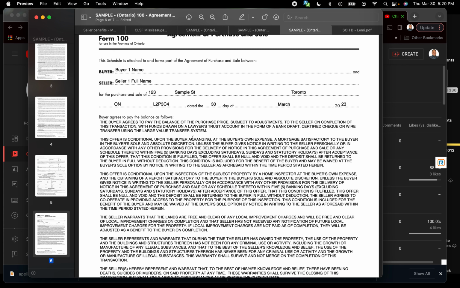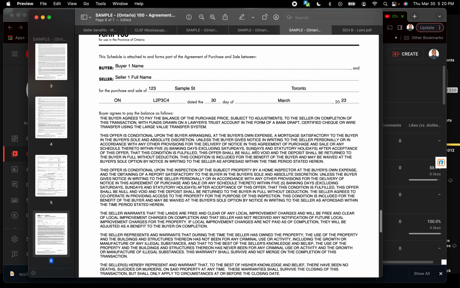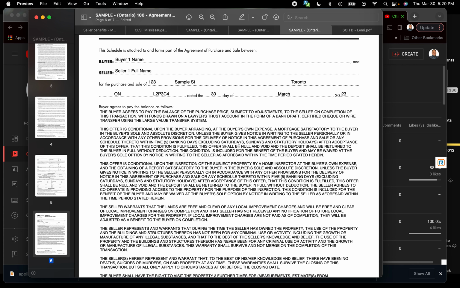This offer is conditional upon the buyer arranging, at the buyer's own expense, a mortgage satisfactory to the buyer in the buyer's sole and absolute discretion, unless the buyer gives notice in writing to the seller personally or in accordance with any other provisions for the delivery of notice in this agreement of purchase and sale or any schedule thereto within 5 banking days, excluding Saturdays, Sundays, and holidays after acceptance of this offer. If this condition is not fulfilled, this offer shall be null and void, and the deposit shall be returned to the buyer in full without deduction. This condition is included for the benefit of the buyer and may be waived at the buyer's sole option by notice in writing to the seller as aforesaid within the time period stated herein.